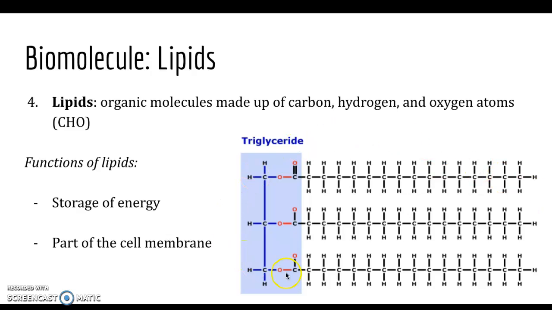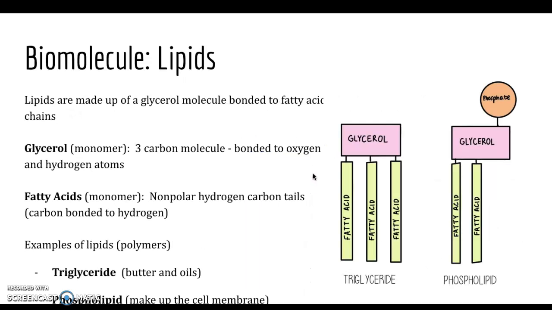Here is an example of what a lipid looks like. Take a look. You only see carbon, hydrogen, and oxygen atoms. So lipids have 2 parts. So their monomers make up 2 parts. One is called a glycerol and one is called fatty acids. So a glycerol is a 3-carbon molecule. There's 3 carbon atoms and it's bonded to oxygen.